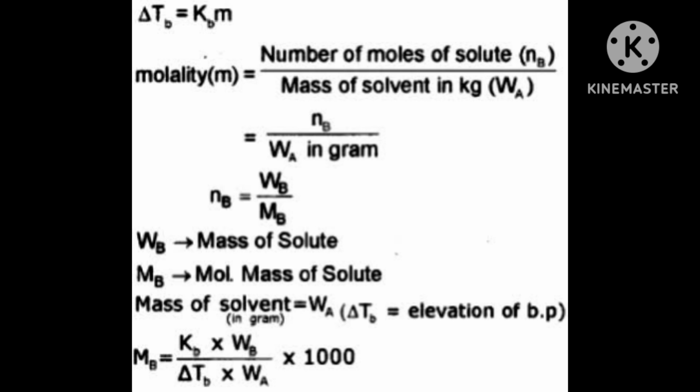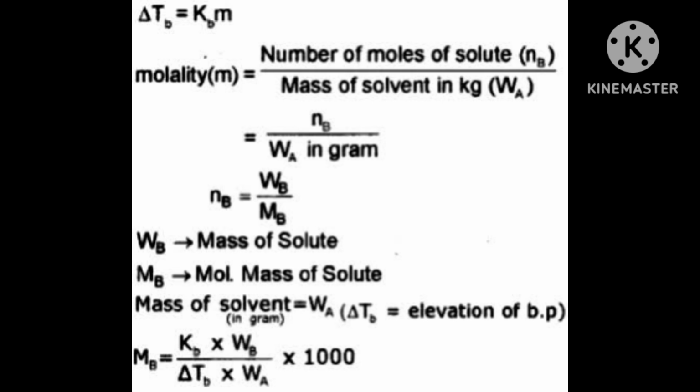Okay, this is the final expression, and here W1 and W2 are the masses, and M1 and M2 are the molecular masses or molar masses of the solvent and solute respectively. Hence, the relative lowering of vapor pressure is equal to W2 into M1 divided by M2 into W1.